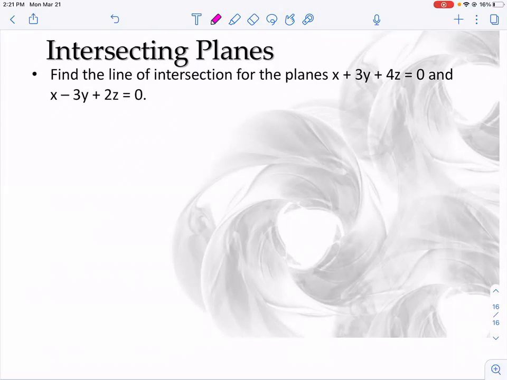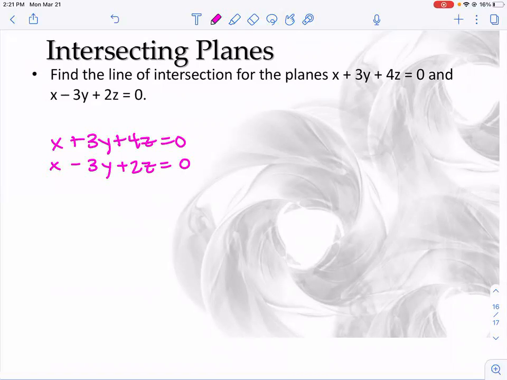What do you suppose we need to do? Eliminate a variable? That sounds great. Which variable would be nice to eliminate? Okay, so it doesn't matter. All right, we can eliminate y. So the y's are already opposite, so we didn't actually have to do any algebra.